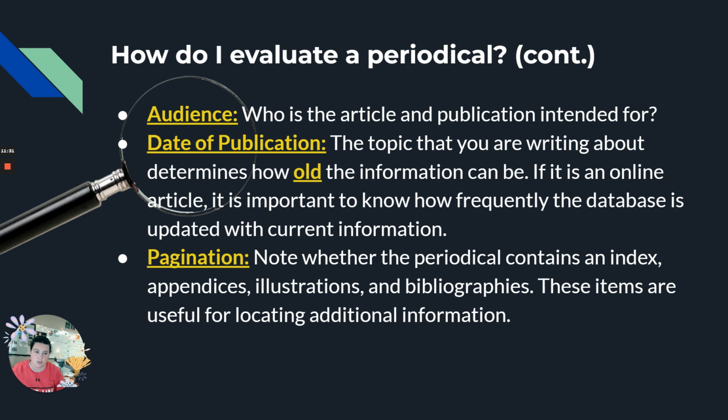And then pagination is referring to literally the page that you see it on. Do they have an index? Do they have an appendice or a single appendix at the end or whatever? Do they have illustrations and bibliographies and all that stuff? Can you find additional information based on what they've provided to you?